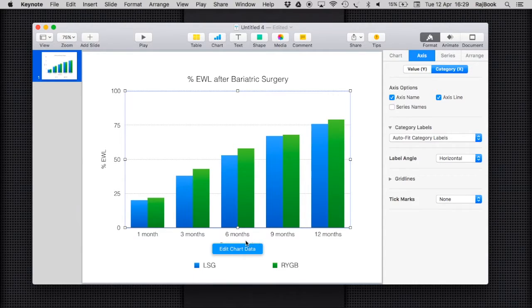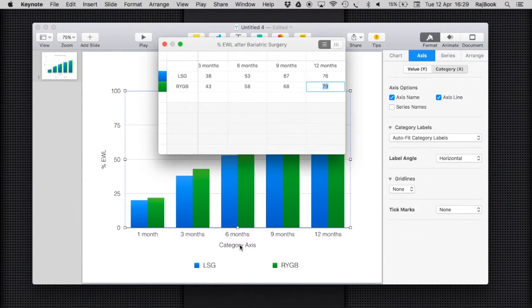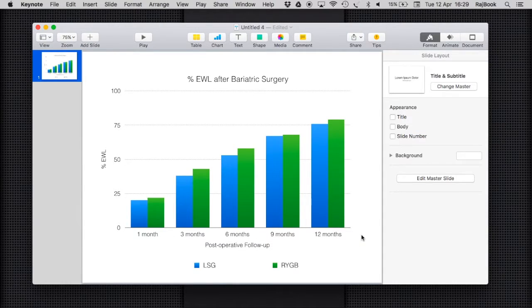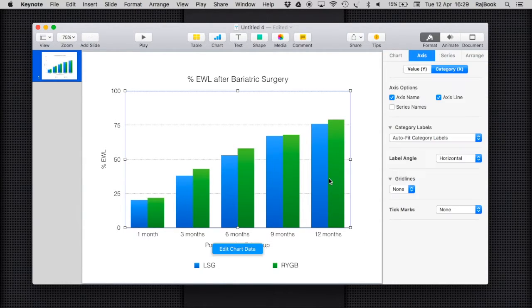So let us type in post-operative follow-up. Post-operative follow-up up to 1 year, comparing sleeve and bypass with percentage excess weight loss. That's exactly what it is, and it's very clear with this chart. This explains it much more easily than putting in a lot of text, which is also difficult to read. When you want to add numbers or series names, you can add them, but here we don't want that because we know we're comparing much fewer.